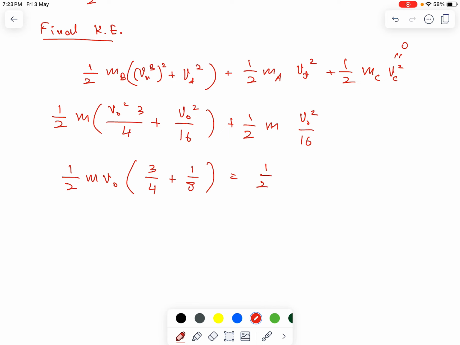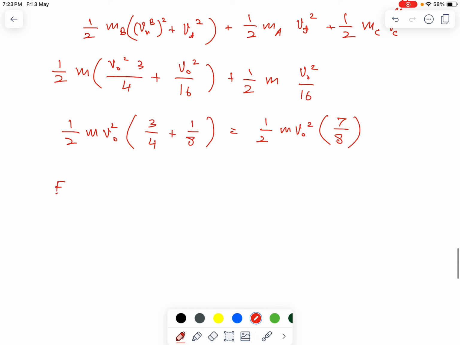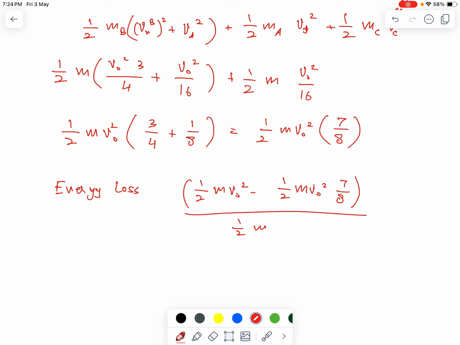Finally, half m v naught square times 7 by 8. So the energy loss can be half m v naught square minus half m v naught square times 7 by 8, which becomes 1 by 8 of half m v naught square. This is the fractional loss of the energy. Thank you.